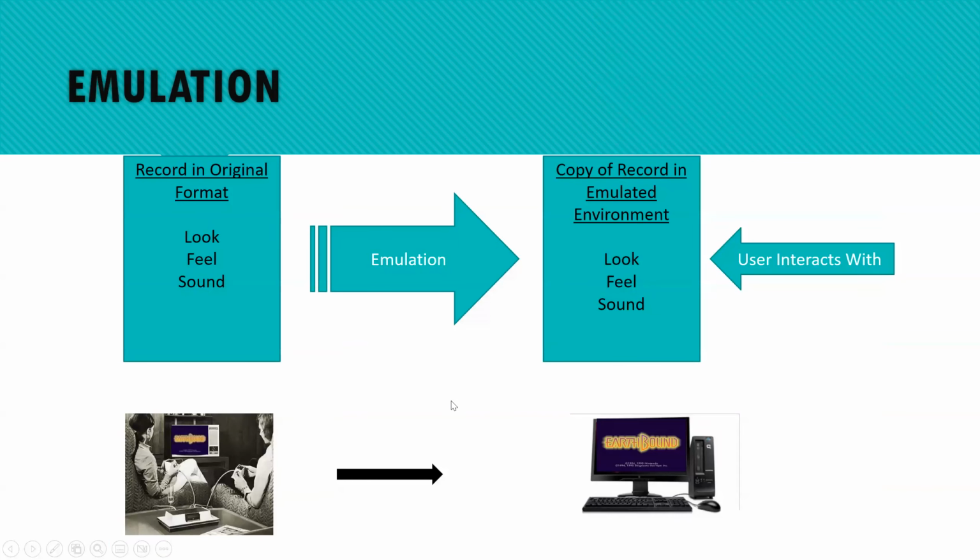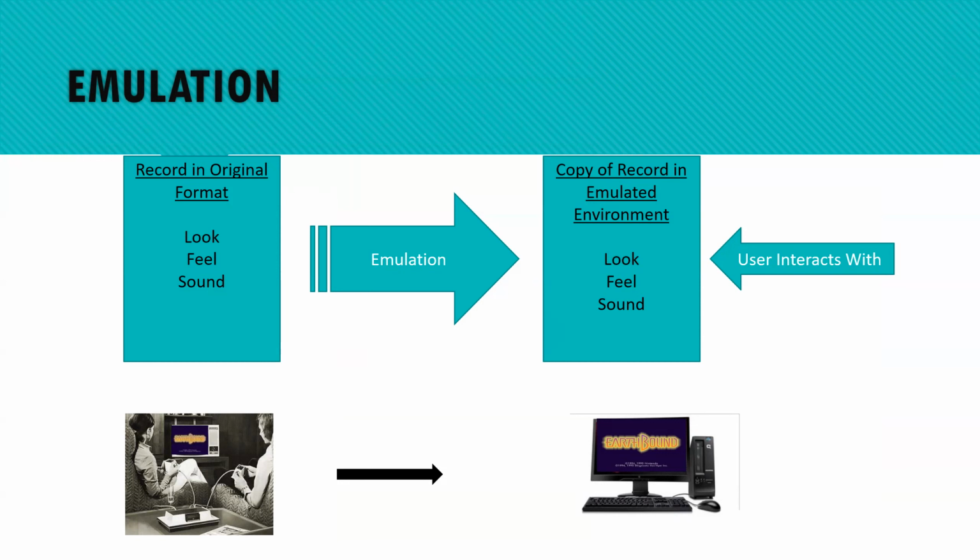Another strategy that I'll touch on is emulation, which the Velt article discusses briefly before dismissing it as too labor intensive and just not really a valid approach for a smaller archive. So this is a process where records in the original format are emulated onto an environment where researchers are able to look at these records in a more authentic way.